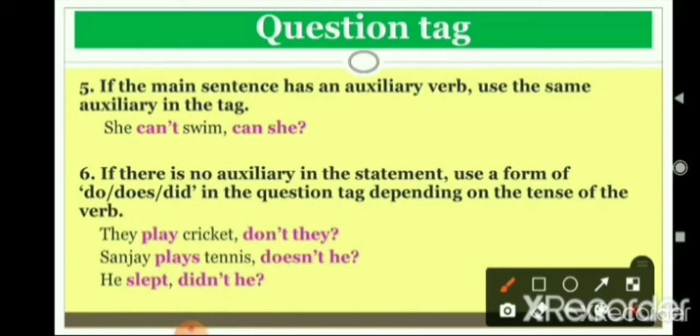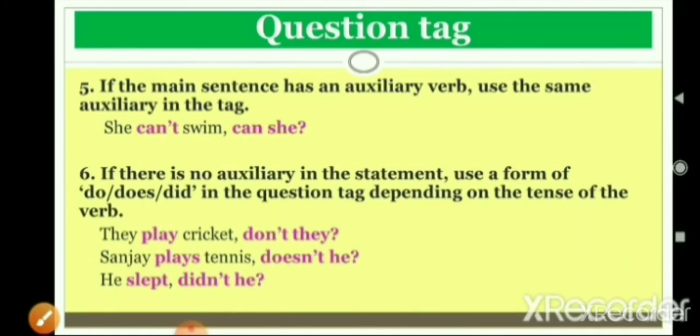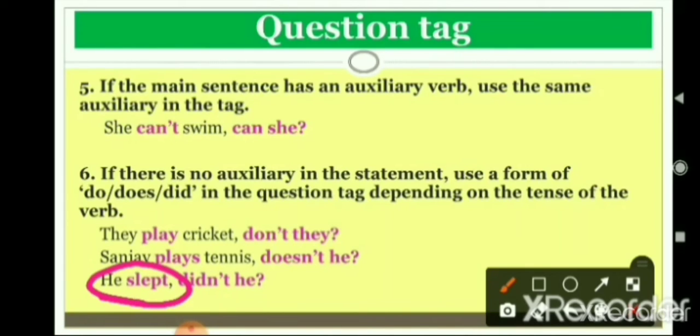Likewise, read the next sentence. He slept. Which is the main verb here? Slept. And what is the tense? It is past tense. So if the sentence is in past tense, we have to use the do verb as did. Just because the sentence is positive, we are supposed to frame negative tag.